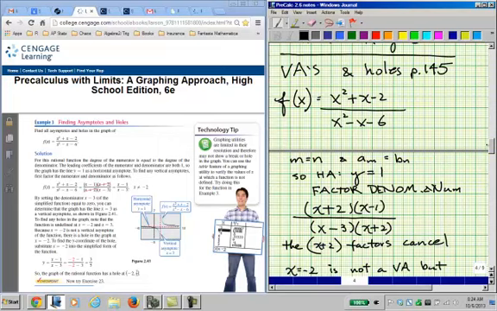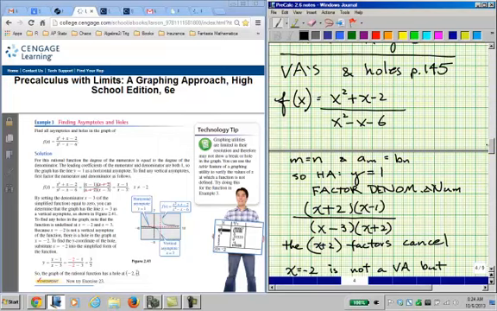Now let's factor the denominator and numerator. This will help us find the zeros for the denominator. We get x plus 2 times x minus 1 over x minus 1 times x plus 2. Note that the x plus 2's cancel.